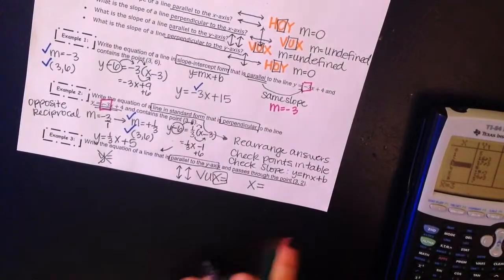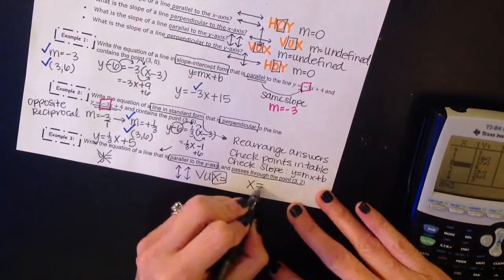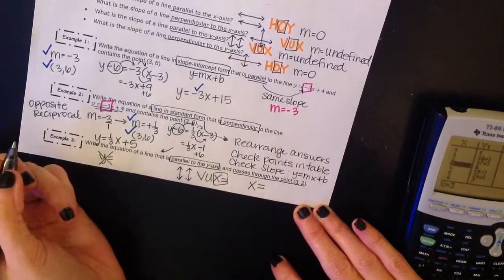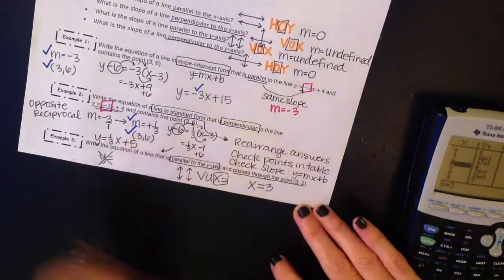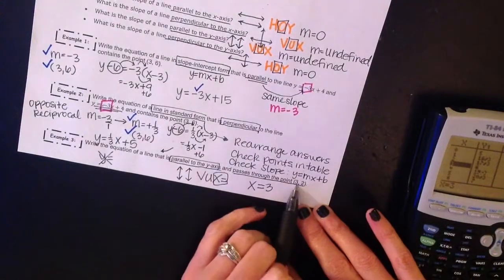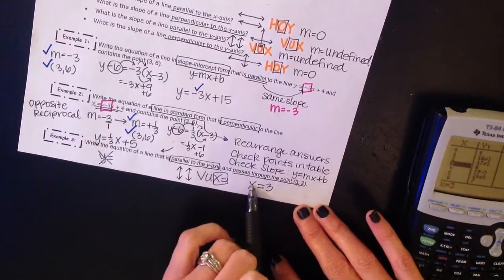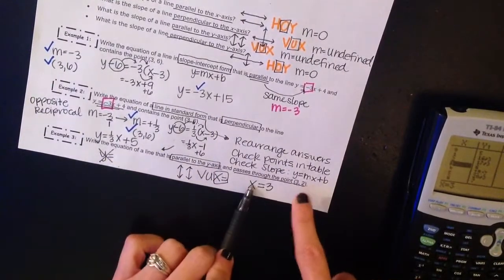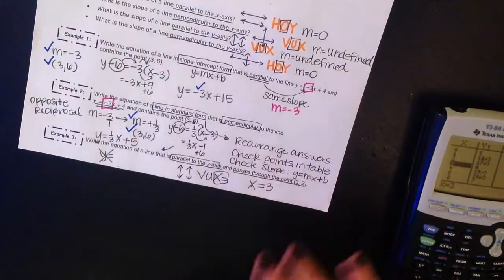Okay, so now I've got to think, x equals, well, what does x equal in this point? Is it 3 or is it 2? And hopefully you said 3. So whenever you have a point, you always pick the x or the y value for whatever your equation is. If it's y equals, you would pick the y value. If it's x equals, you pick whatever the x value is, and that is your equation.